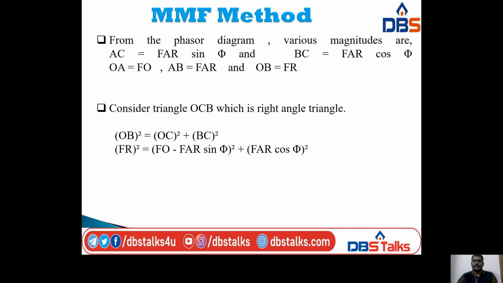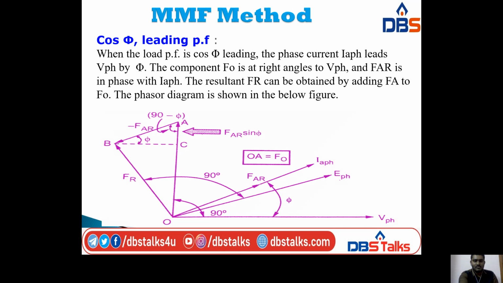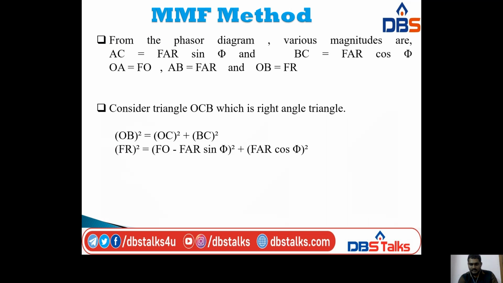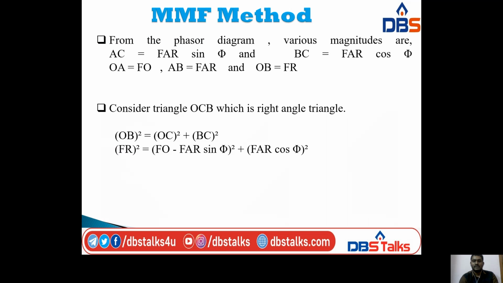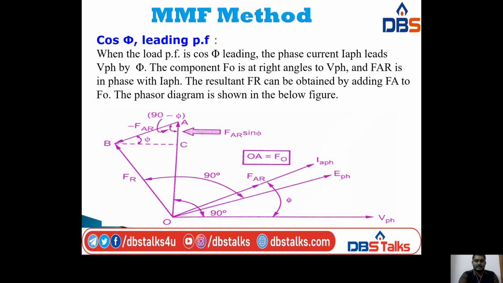Next, OA is equal to F naught. If you observe the diagram, you will understand, OA is equal to F naught. Next, AB is equal to FAR. From this diagram, AB is equal to FAR. And next we have OB is equal to FR, that is the resultant MMF.